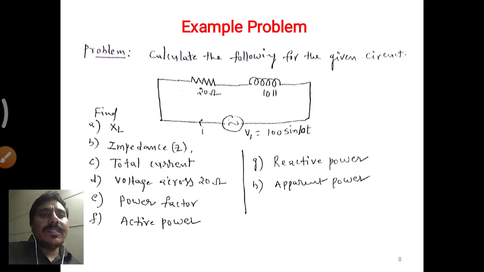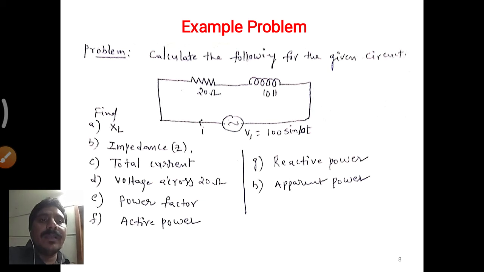The circuit consists of 20 ohms resistance and reactance of 10 Henry, and that circuit is supplied with a sinusoidal voltage. That sinusoidal voltage is equal to 100 sin 10t. 100 sin 10t is the supply voltage. Now we have to find various values here.